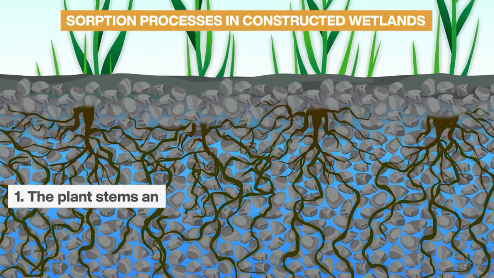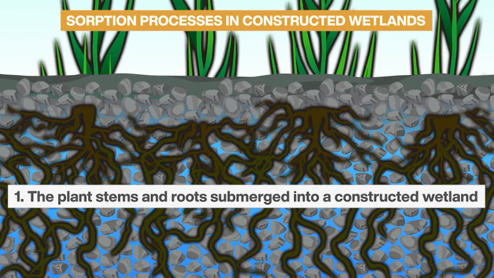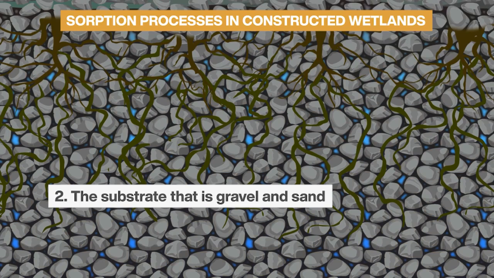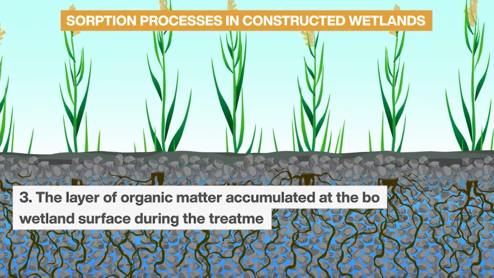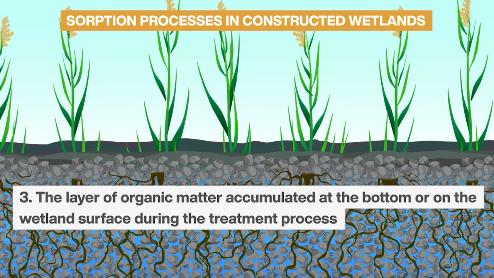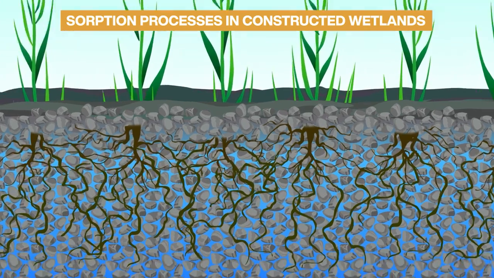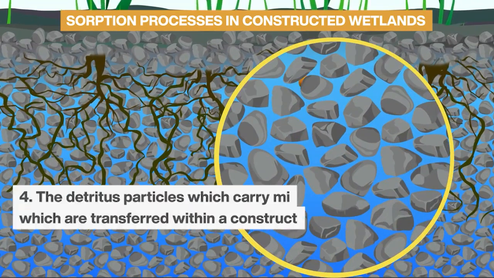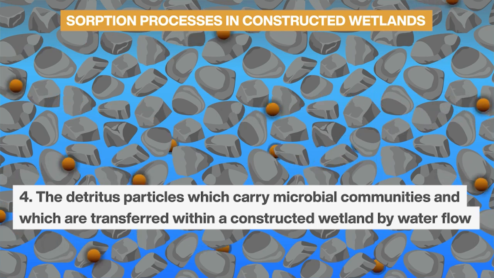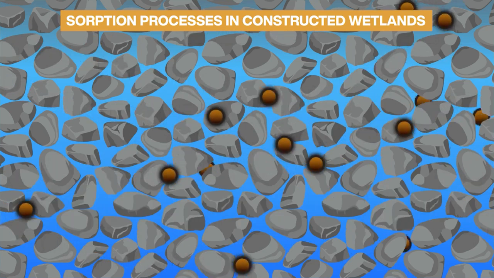First, the plant stems and roots submerged into a constructed wetland. Second, the substrate, that is gravel and sand. Third, the layer of organic matter accumulated at the bottom or the wetland surface during the treatment process. Fourth, the detritus particles which carry microbial communities and which are transferred within a constructed wetland through water flow.